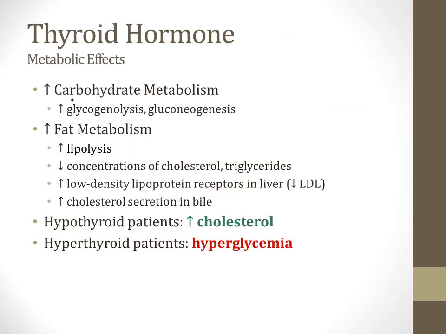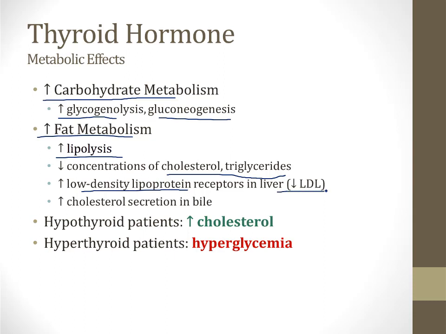In terms of metabolic effects, it can speed up carbohydrate metabolism, it can increase the rate of glycogen breakdown, it can also speed up gluconeogenesis. It also raises the rate of fat metabolism. It does this through a number of mechanisms. It increases the rate of lipolysis. It lowers concentrations of cholesterol and triglycerides. Thyroid hormone has been shown to increase the number of LDL receptors on the liver, and this leads to lower LDL cholesterol. And then finally, it increases the rate of cholesterol secretion into bile. And it's important you remember these effects for when we talk about the symptoms of hypothyroidism and hyperthyroidism.